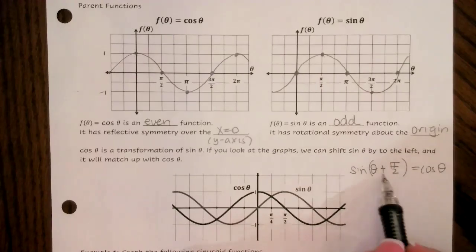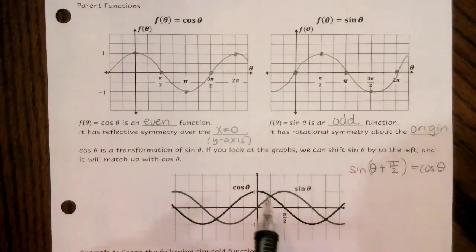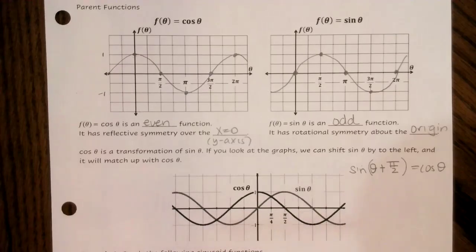So remember, this means to the left, pi over 2. And so if I move this to the left, pi over 2, this point would land right here. This point would land right here, and so on. And so it would be right on top of the cosine of theta. So they are transformations of each other. That does mean in all cases, when looking at a graph, you can write a cosine equation or a sine equation for a graph and get those values.